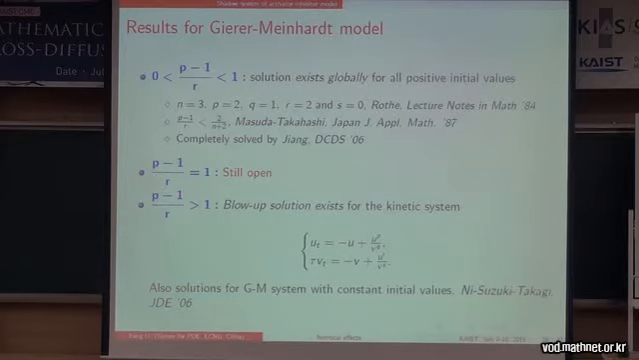But when this ratio (p-1)/r is bigger than 1, even for the kinetic system, a blow-up solution exists. Therefore, a blow-up solution does exist for the Gierer-Meinhardt system as long as you choose proper constant initial values. So this is a critical case for these two situations: always a global solution, or a blow-up solution does exist.